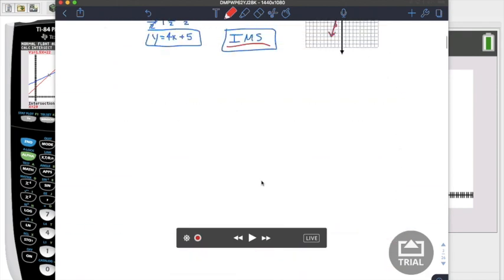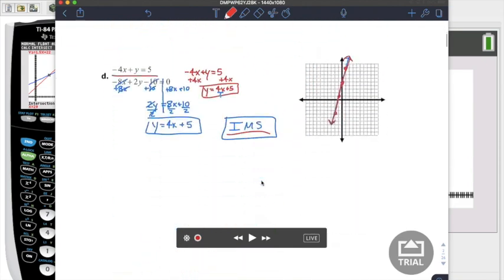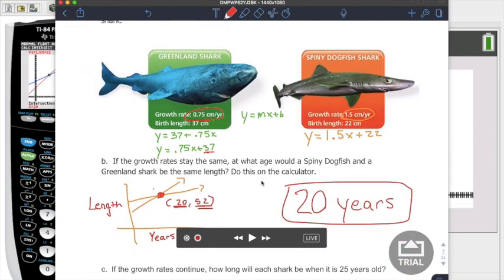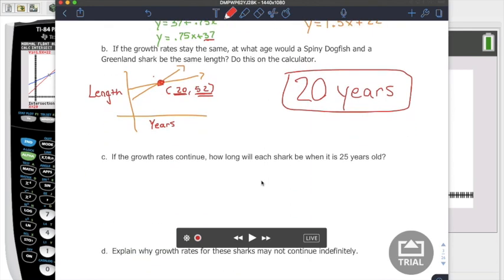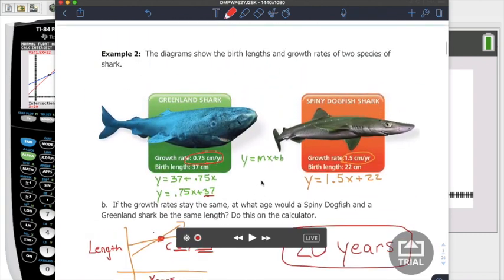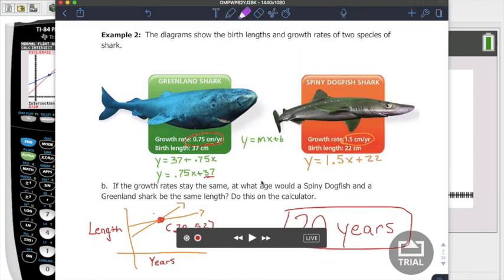Okay. So that's a bunch of good little things you can do with the graphing calculator. Sometimes it's a little bit quicker just to graph it by hand, but on these word problems, sometimes it's pretty helpful. The follow-up question they have: if the growth rate continues, how long would each shark be when it's 25 years old? So this is actually something we're going to do algebraically. We're going to use these two equations right here to figure out what's going on in 25 years.